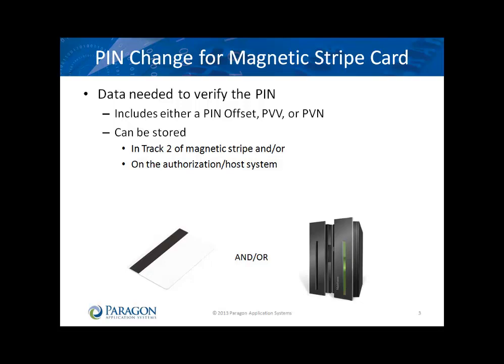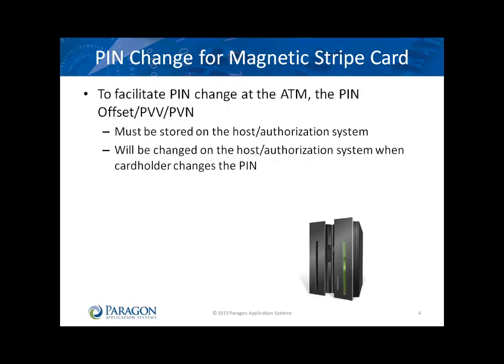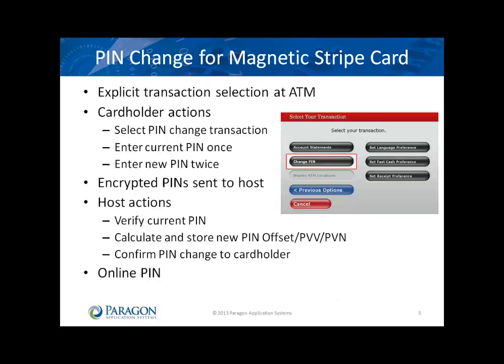Some card issuers allow their cardholders to change the PIN associated with their magnetic stripe card. In order to facilitate cardholder PIN change, there must be a PIN offset, PIN verification value, or PIN verification number associated with the card. In this presentation, we will use the term PIN offset to represent all of these PIN verification methods. The PIN offset can be stored in the track 2 of the magnetic stripe or on the host system. To facilitate PIN change at the ATM, the PIN offset must be stored on the host system. When a PIN change is performed, the PIN offset value stored on the host will be updated to reflect the new PIN.